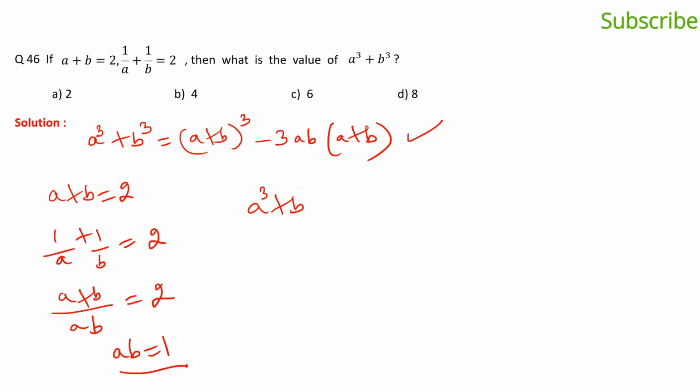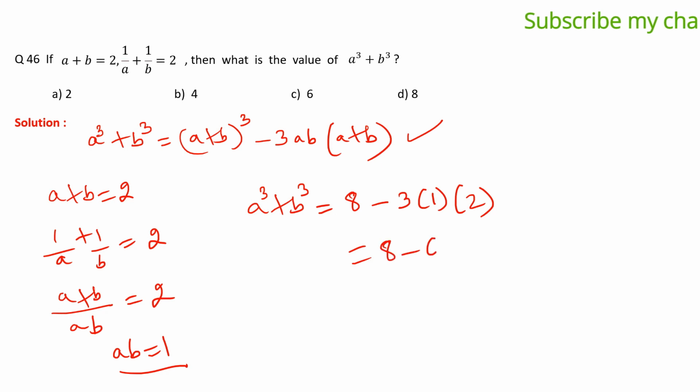So now substitute these values of a plus b and ab in this particular expression. So a cube plus b cube becomes 2 cube, which is 8, minus 3 into 1 into 2. So it becomes 8 minus 6 or equal to 2. So that means a cube plus b cube is equal to 2. Hence A option is correct. Now we move to the next question.